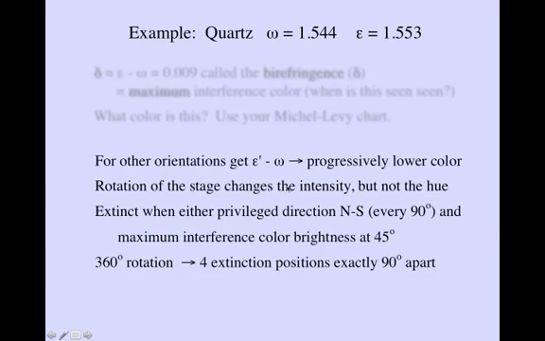When you rotate the stage, that color changes intensity, but the hue doesn't change. And you'll also see that every 90 degrees as you rotate the stage, the mineral will go extinct, and at alternate 90 degrees, you'll see the maximum interference color in between extinction directions at 45 degrees. So if you rotate the stage 360 degrees, you'll see 4 extinction positions exactly 90 degrees apart.